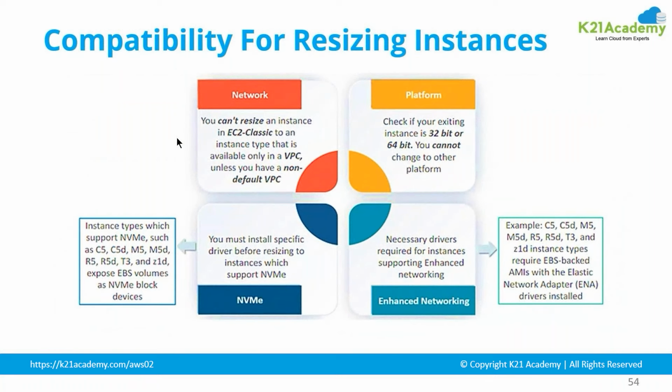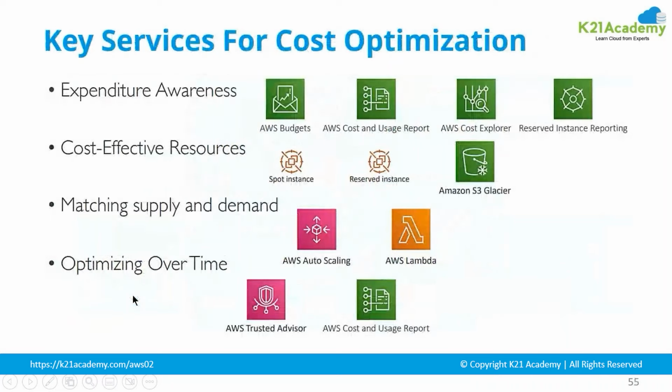What kind of network speeds do you require? What kind of operating system do you require? Do you need enhanced networking for higher speeds? Then go for these families. Do you need NVMe? Then use these families. NVIDIA means graphic processing is required. Then go for these families where NVMe block devices are supported. So like this, you can choose the right family as per your requirement.